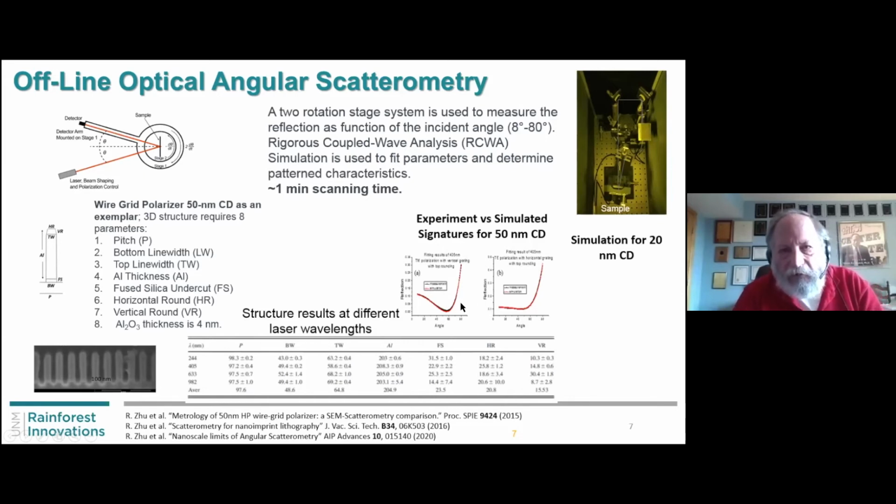The scatterometry is an indirect measurement. You measure a signature and then you compare it to various models and figure out what the pattern looks like. And we were the first to do this at multiple wavelengths, and we needed all of these parameters to get the numbers we measure at each wavelength to match.